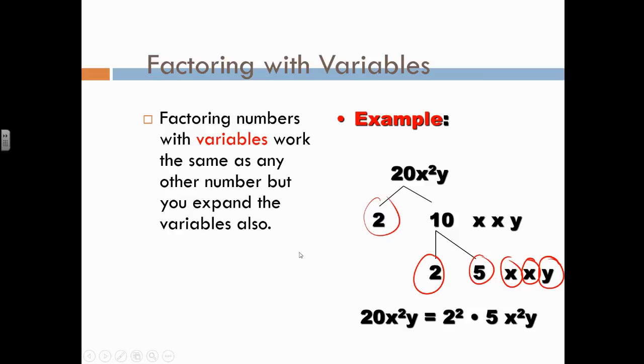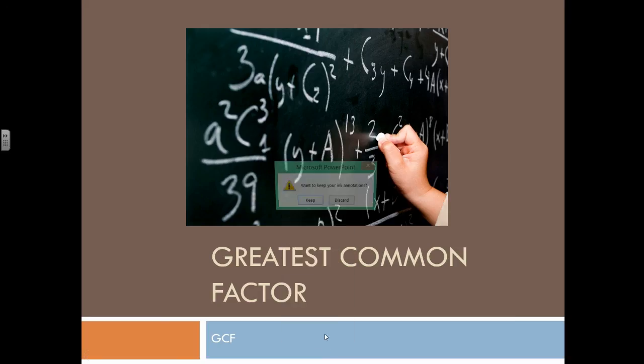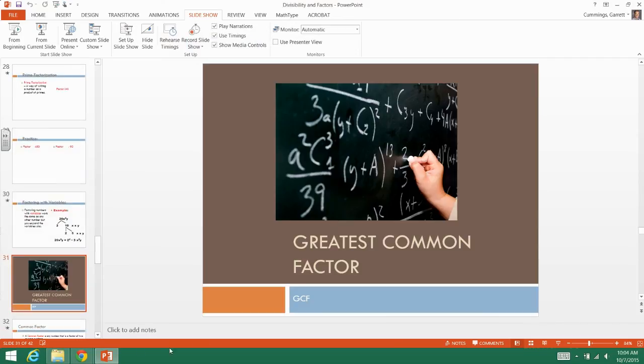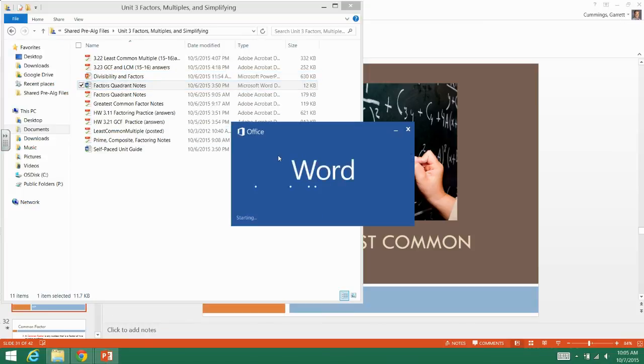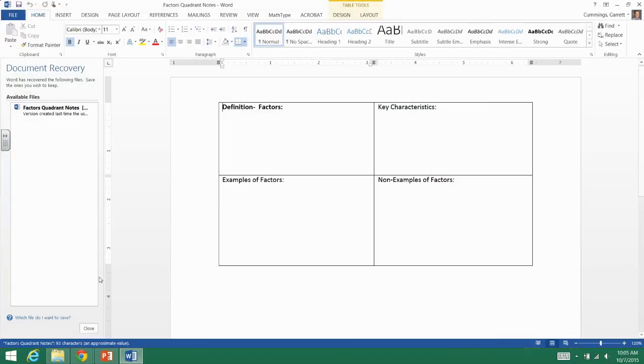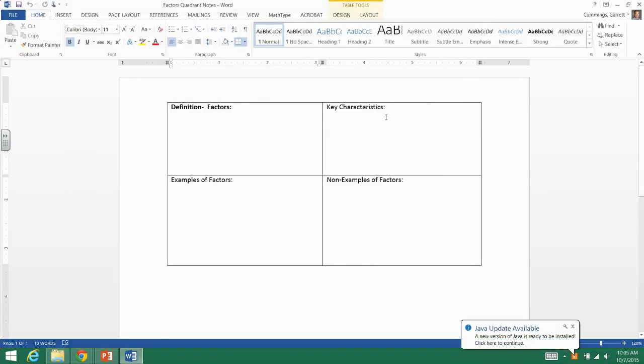And the last thing to do on your notes is to fill out that little quadrant chart. Fill out the little quadrant chart that says factors and come up with a definition for factors. Write some key characteristics, some examples of what factors are, and then write some non-examples of what factors are not. Okay? And when you're done with that, you can move on to the next task in the self-guided unit, which I believe is practice session 3.11.